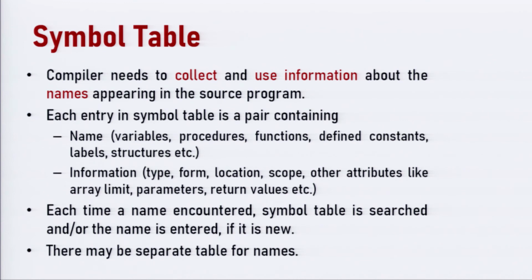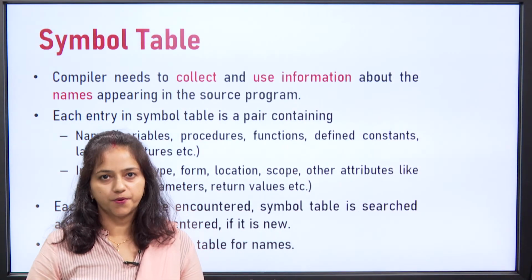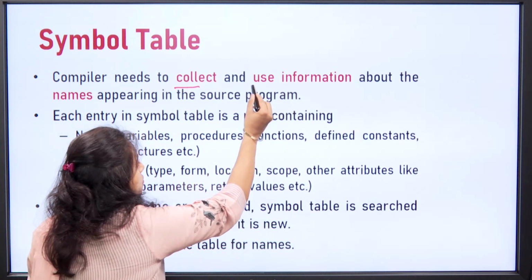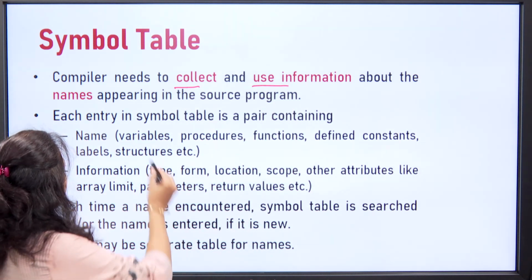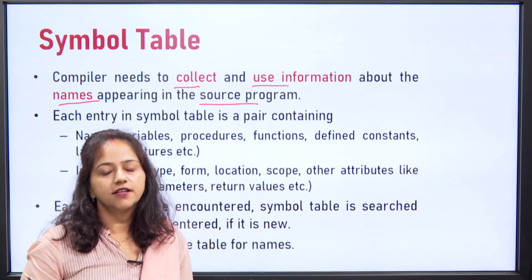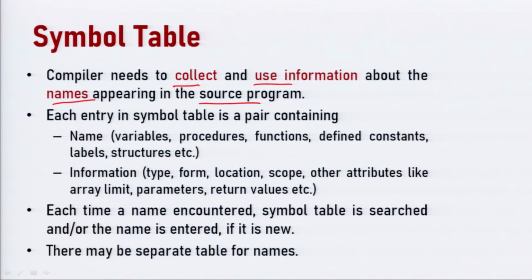Symbol table is used to collect and use information about the names that are appearing in source program. So, compiler needs to collect and use information about the names that are appearing in source program. In source program, various names can be appearing. Names mean variable, procedure, function, defined constants, labels or structures.